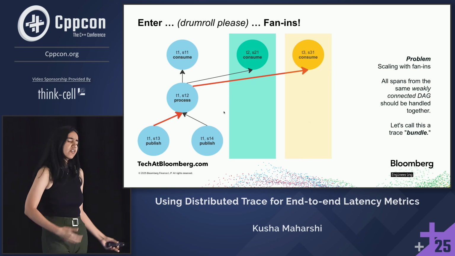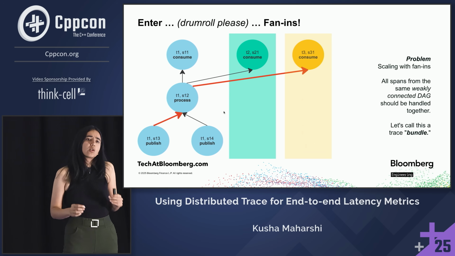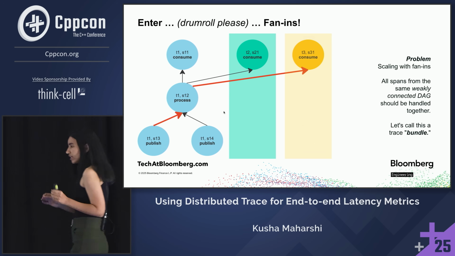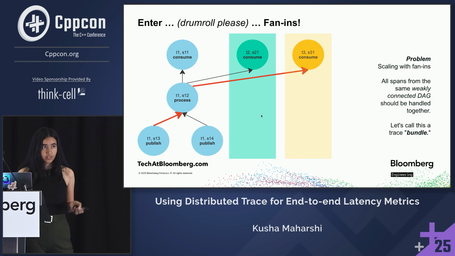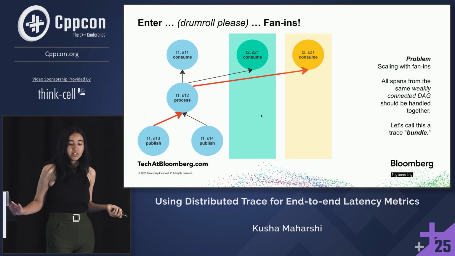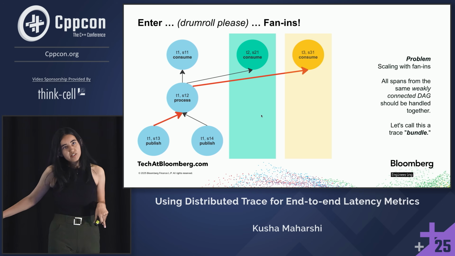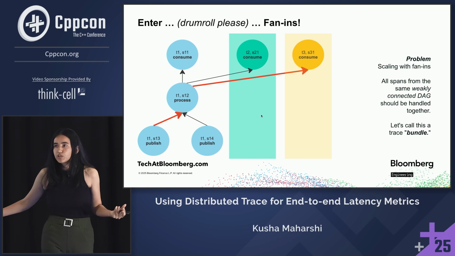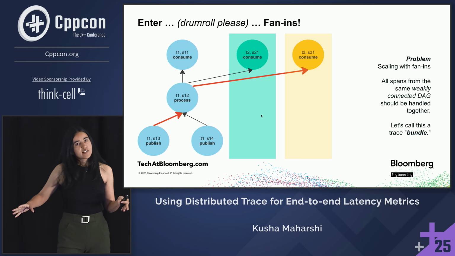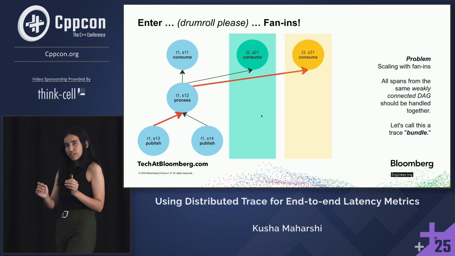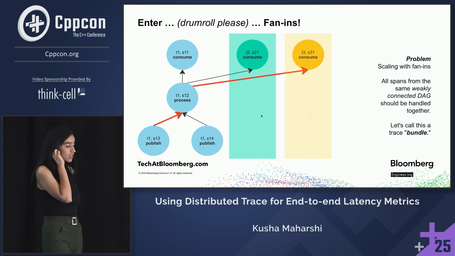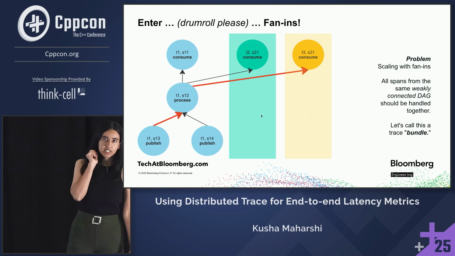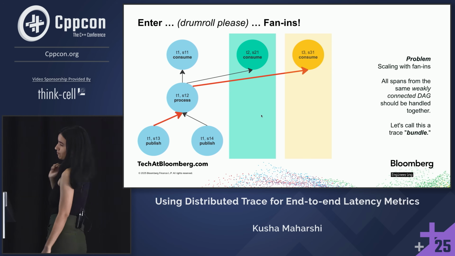You can think of our end goal as making sure that all spans in a weakly connected graph, in a weakly connected DAG, are handled together. That's for any graph theory nerds in here. But for our purposes, we'll just call it a trace bundle. So a set of traces connected to each other through fan-ins are all part of a trace bundle. And our goal is to make sure that all spans from a trace bundle end up together so we can run our DFS on it.